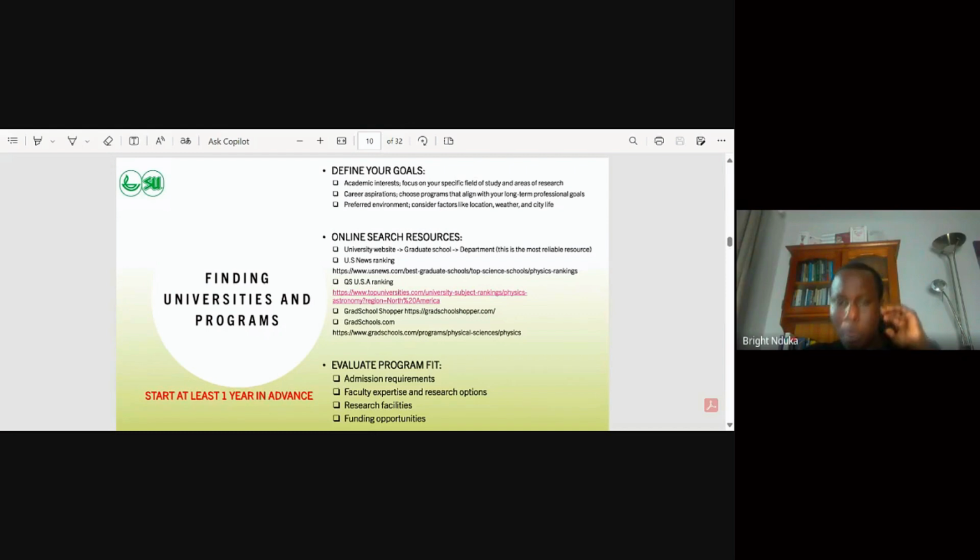Then after you've done your search, remember, you define your goal, you've done your search, you've outlined the number of schools that actually fit your goal, then evaluate the program. So look at the admission requirements, the faculty expertise and research options available there, research facilities and funding opportunities. They are usually stated there for US schools. If the department offers funding opportunities, they state it there. If they don't, they state it also that they don't grant funding opportunities.